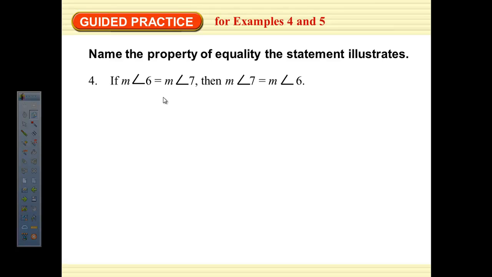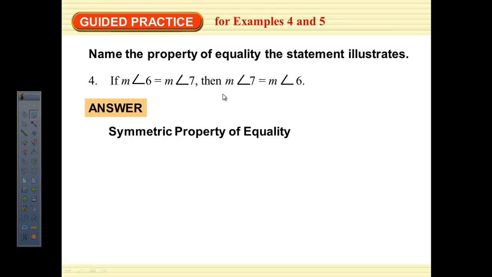Now for these last couple of examples, all you need to do is name the property. You will get problems like this, I believe, on your quiz and also on your test for sure, and on subsequent quizzes and tests. For this one, all we've done is we've switched the 6 and the 7, and remember, whenever we do that, we're using the symmetric property of equality.